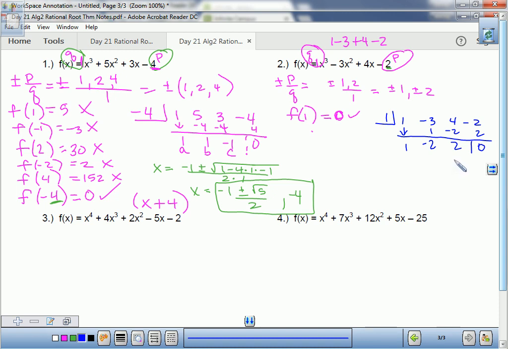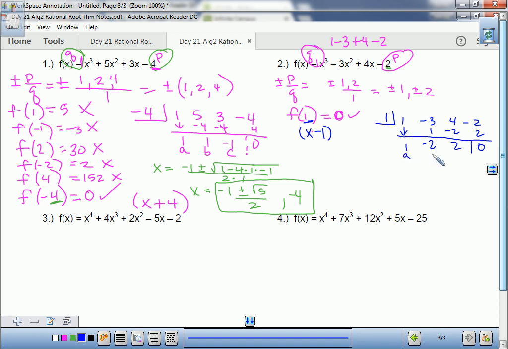Yes, ma'am. Would that not be a negative 1? Which one? Right here? No. No, right here? Yeah. Okay. So, if you have the root, you do not change the sign. If this were written as the factor, you would change the sign. But because it's the root and not the factor, we do not change the sign.